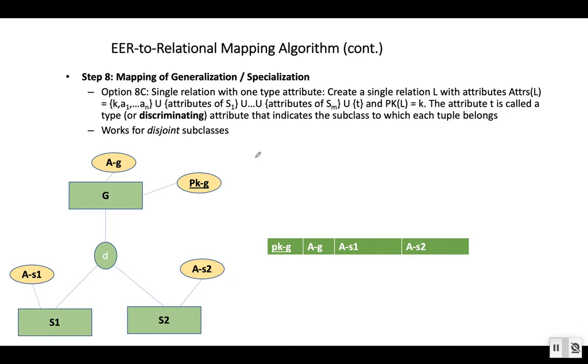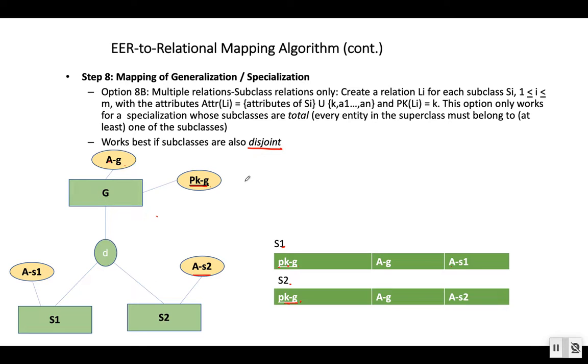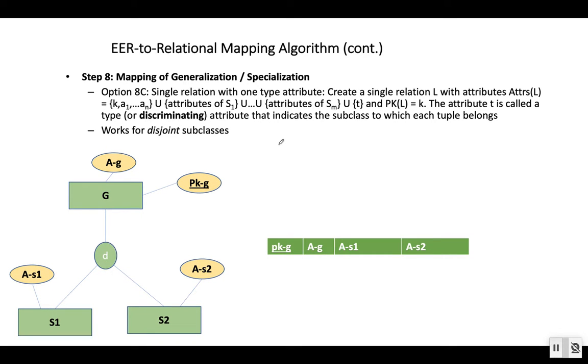Now option C. Let's see this one. This option B works best if the subclasses are disjoint.